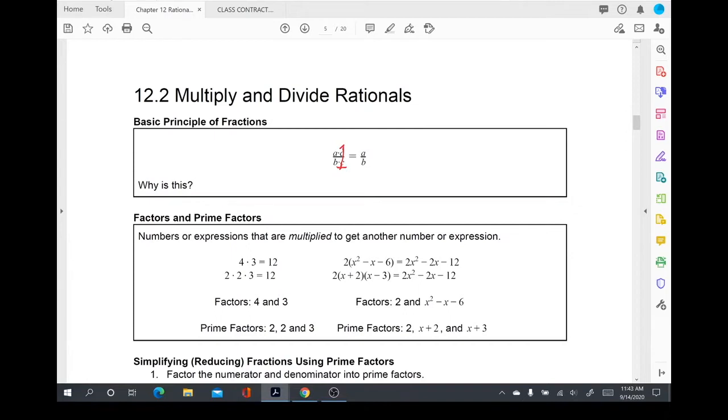2 times the quantity x squared minus x minus 6 is a factor of the trinomial 2x squared minus 2x minus 12. But down below, this is the prime factorization: 2 times the quantity x plus 2 times x minus 3. And the prime factorization is going to be more useful to us as we're simplifying the numerator and denominator.